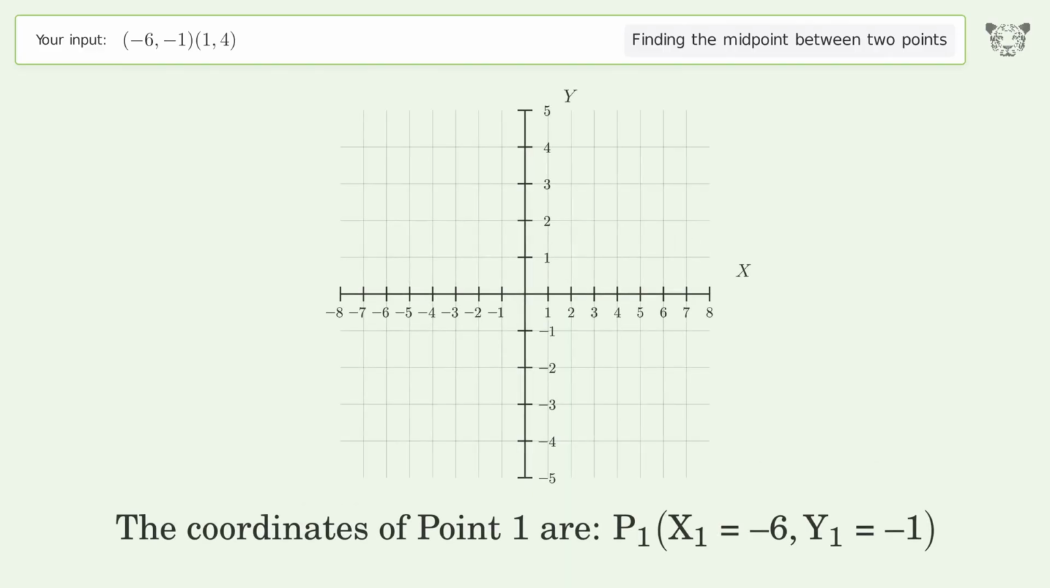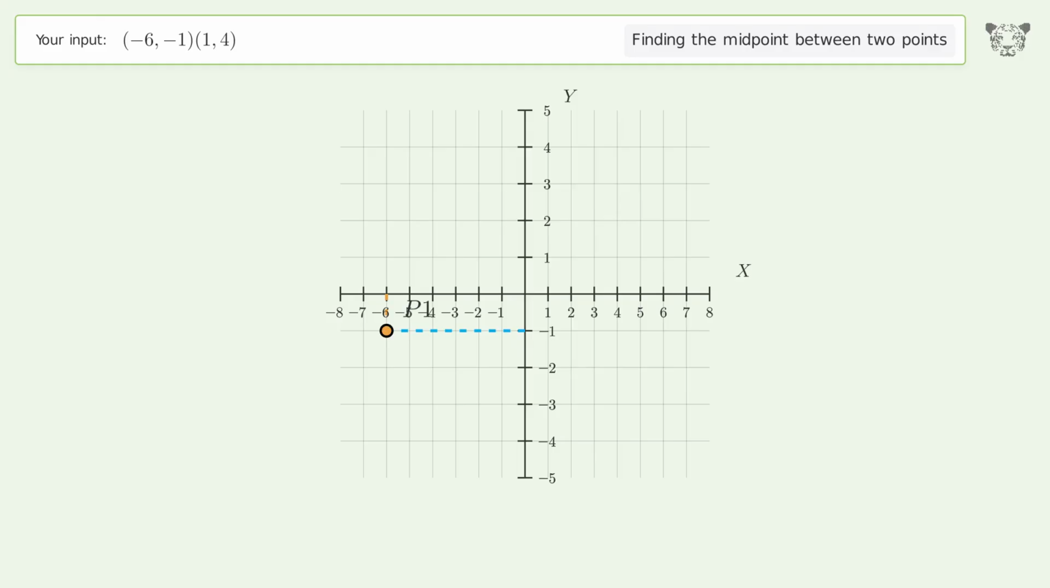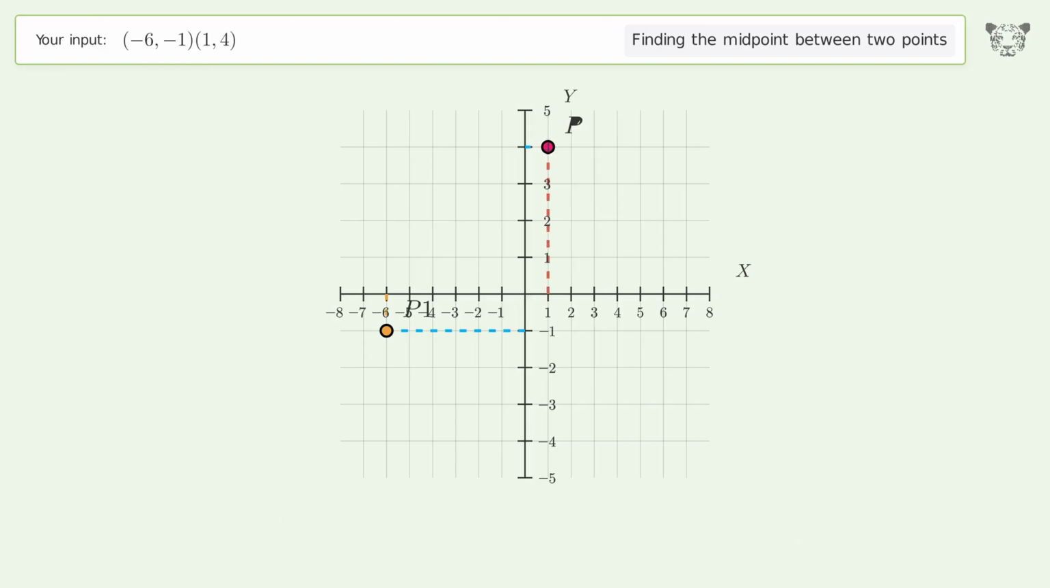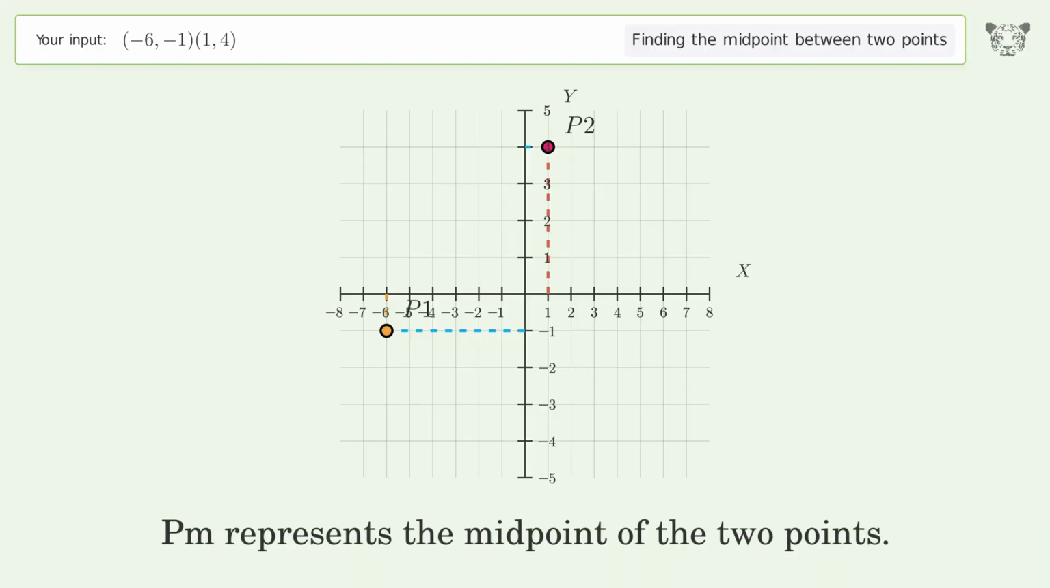The coordinates of point 1 are, x1 equals negative 6, y1 equals negative 1. The coordinates of point 2 are, x2 equals 1, y2 equals 4. PM represents the midpoint of the 2 points.